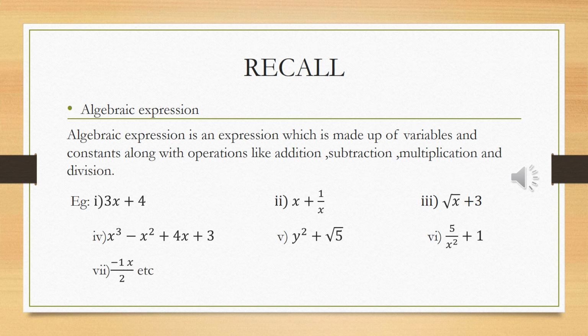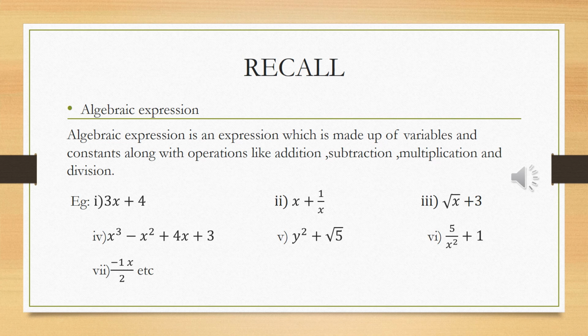So, what is an algebraic expression? It is an expression which is made up of variables and constants, along with the operations like addition, subtraction, multiplication, and division. Let us see some examples of algebraic expressions like 3x plus 4, x plus 1 by x, which also can be written as x plus x raised to negative 1. The third example, root x plus 3 can also be written as x raised to 1 by 2 plus 3.